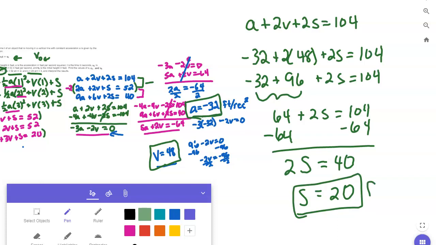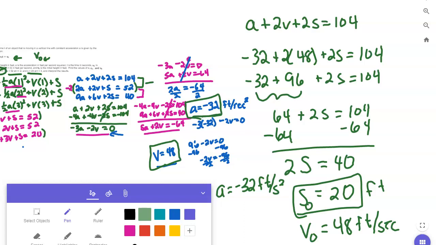So this would be 20 feet. Our initial height is s sub o, and our initial velocity is 48 feet per second. And since evidently we're standing on the Earth, our acceleration due to gravity is negative 32 feet per second squared. And so that's that part. That's a basic problem you'd see in physics or calculus or pre-calculus, and you'll see it over and over again.